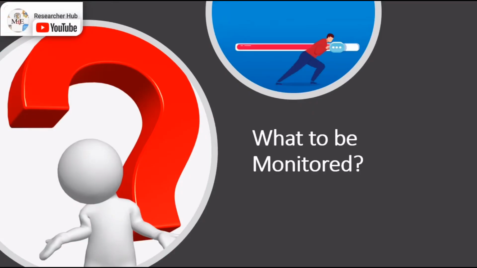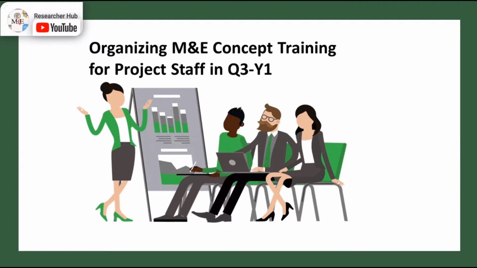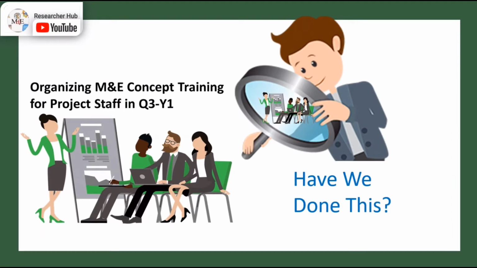If you would like to monitor the project, first of all, I would recommend you to monitor the activity by asking these questions: Have we implemented what we have planned? Look at this, this is one example in the project activity. One of the activities is organizing M&E concept training for project staff in Q3 of year 4. So what we need to monitor, we need to check this. Have we done this activity by this month, by this quarter?